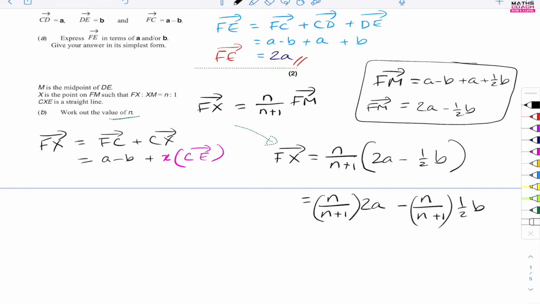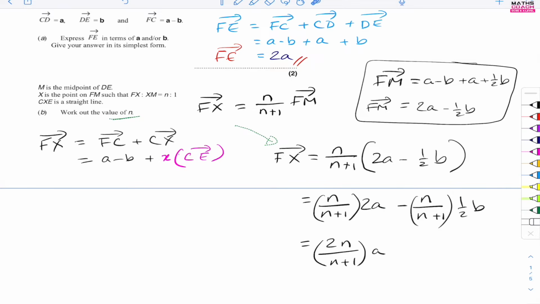Now, what we can also do is get this 2 involved with this fraction and this half involved with this fraction. This 2, while it's involved with this fraction, will just multiply with the n at the top. So what will that give us? That will give us 2n over n plus 1 in a bracket and the a outside. I didn't multiply the a with it, just the 2 with the numerator.